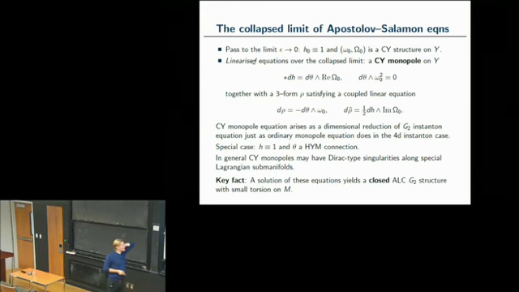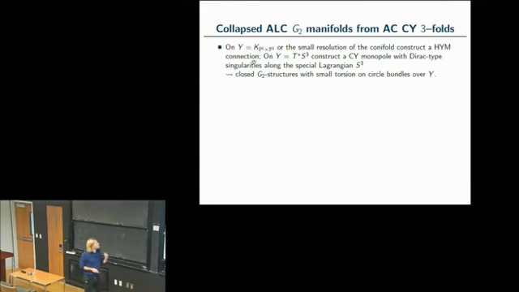What you end up seeing is that if you solve those equations, then it does give you a closed ALC G2 structure with small torsion on your manifold. And so it makes it at least conceivable that you can use the perturbation theory framework to correct to exactly G2 holonomy. So the things that you can get this way, certainly at the moment, for example, you could take your Calabi-Yau to be the canonical bundle of P1 cross P1, or you take the small resolution of the conifold, then there are appropriate Hermitian-Yang-Mills connections on the appropriate circle bundles over those. Instead, on the cotangent bundle of S3, there's a Calabi-Yau monopole that has Dirac singularities along the special Lagrangian S3.